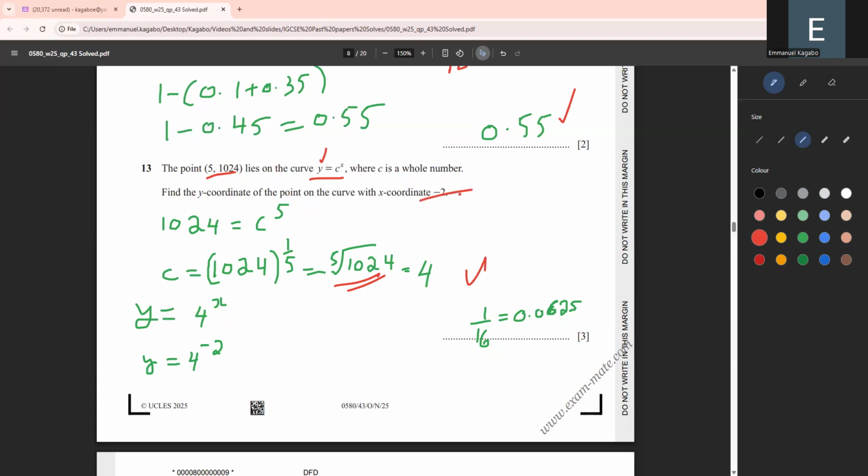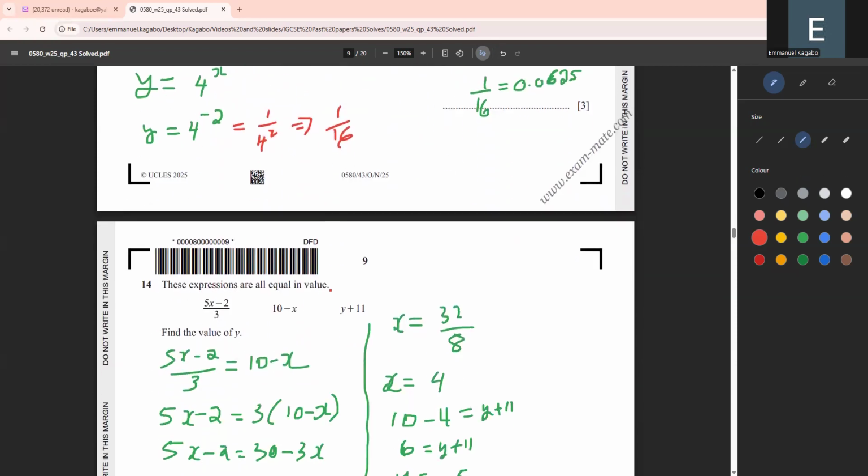And then we put there the value of x. This is that, guys, this is the value of x. So that means I'll get y equals 4 to the power negative 2, which is 1 over 4 squared, and that will simply give me 1/16. You can write this as a fraction or give a decimal, because this is a calculator paper. Okay, very good.